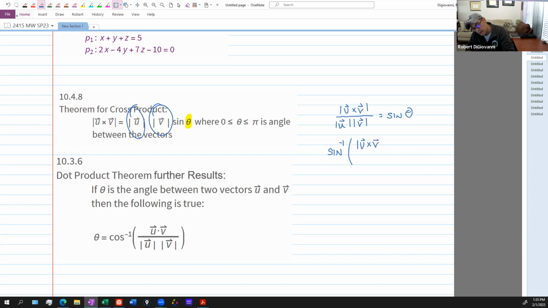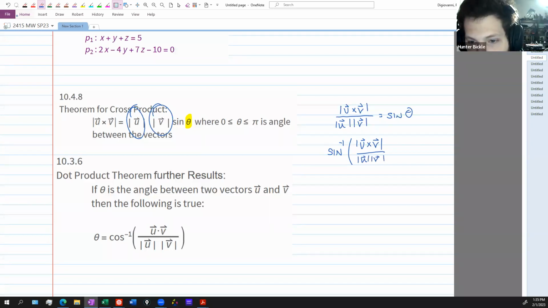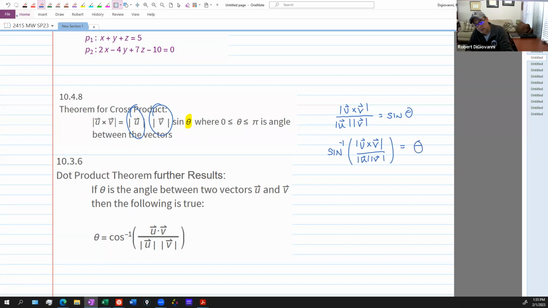Does anyone have any idea why this does not appear in the textbook as a formula for us to use? Any guesses as to why? Don't you have to have a calculator to find an arc sine? Yeah, but we're going to need it even with the other formula. We still need it for the other formula that is right below it. See it right here? That's the one that I gave you in 10.3.